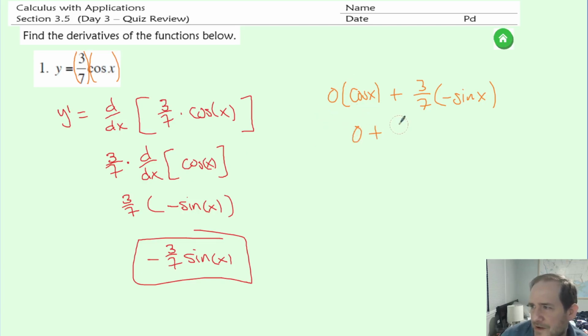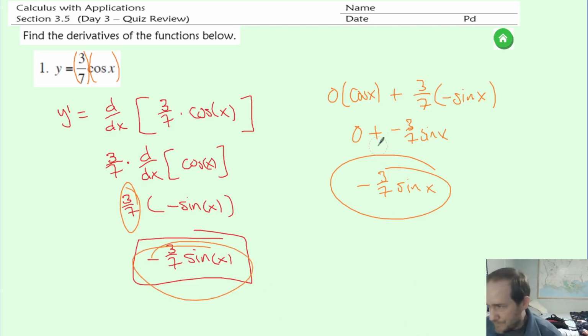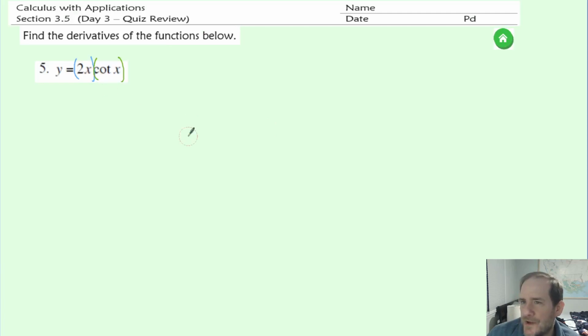You get 0 plus negative 3/7 sine of x, which is just negative 3/7 sine of x. You should probably be able to look at that and recognize that that 3/7 is just a coefficient. So you just pull that 3/7 off, just do the derivative of cosine, and you're done. But notice that you wouldn't be wrong if you did it as a product rule, so whatever is more comfortable. And where were we? 5? So if we head back to 5.